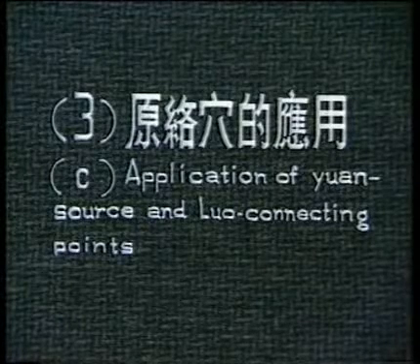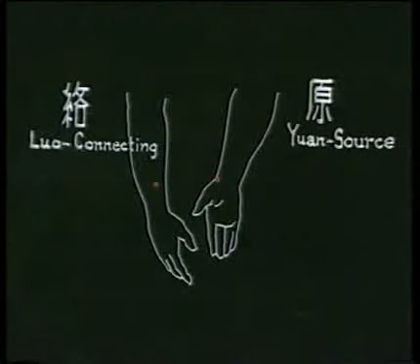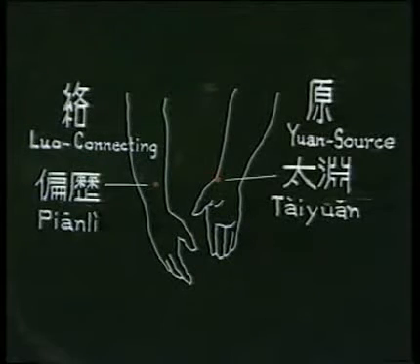The Yuan source points treat Zangfu diseases, while the Luo connecting points treat disorders of externally and internally related meridians. The Yuan and Luo points may be used independently or in combination. The first affected meridian is compared to a host, the second a guest. For example, if the lung meridian is first affected, the Yuan point Taiyuan, lung 9, is selected. If the large intestine meridian is affected second, the Luo point Pianli, large intestine 6, is selected.